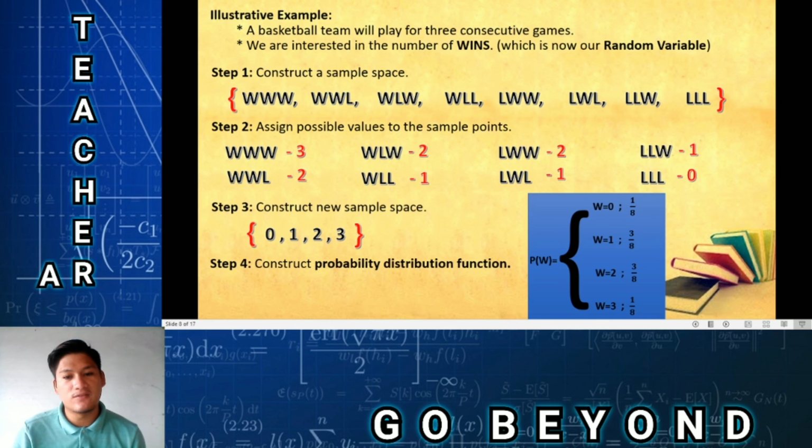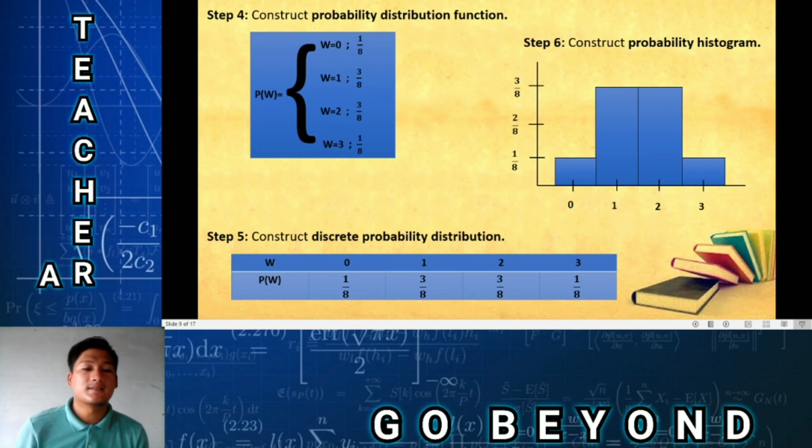As well as for the 3, what is the probability of getting 3 wins? Lahat panalo kayo. So we have 1 over 8. So that is step 4. Again, this is how a probability distribution function looks like. So let's proceed to step 5. Step 4, step 5, step 6.